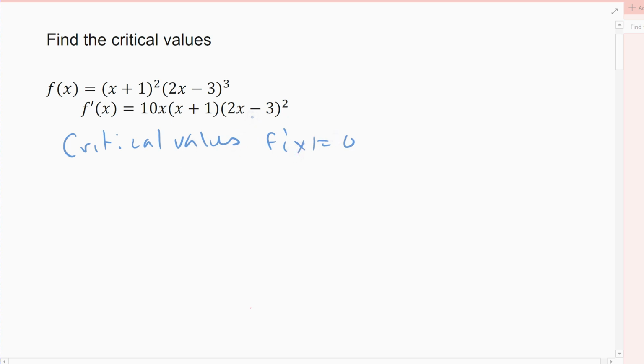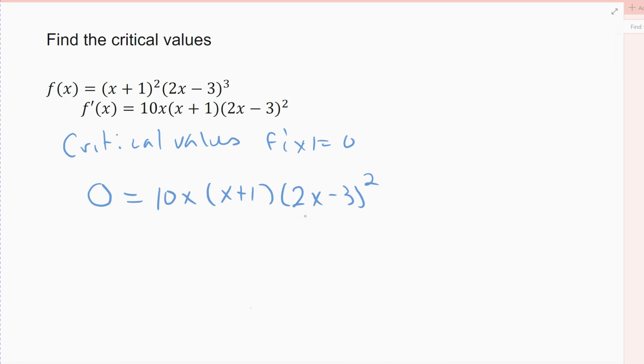Now this is a polynomial, so it exists everywhere. There's no problem in it. And so it's just the 0 case. So set the derivative equal to 0, and again, make sure you show that that's a key step. So I've got my derivative, which is 10x times (x plus 1) times (2x minus 3) squared. And the reason why we practiced factoring earlier is because this is where it's important. You get zeros from each factor.